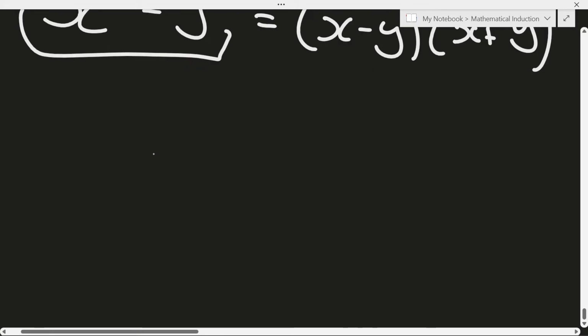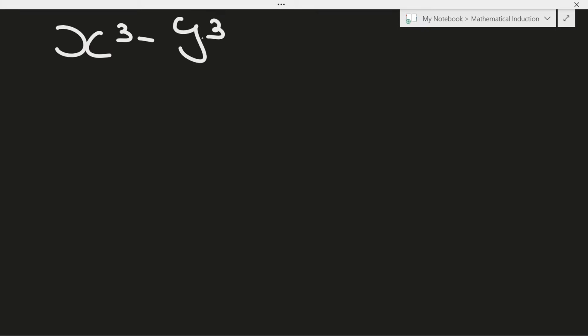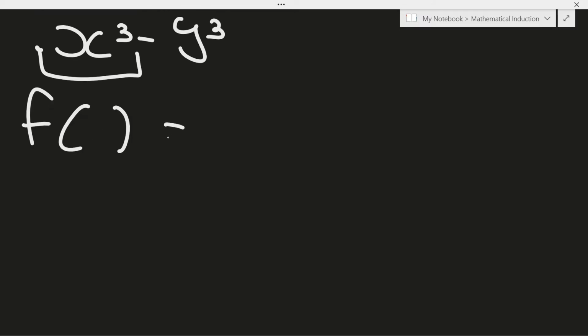But now let's say you have x cubed minus y cubed. Now you can't use the difference of two squares like this because it's not the same. So what we want to do is find a factor. So what could we substitute into x? This value of x to equal to 0.